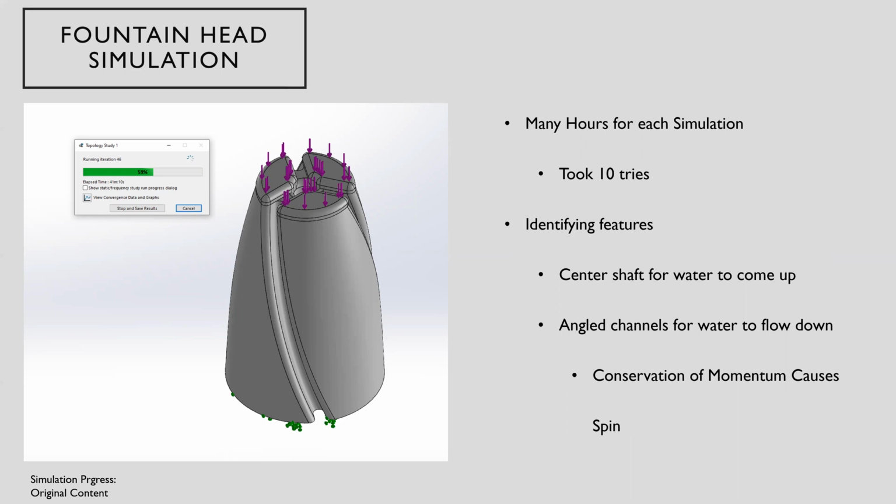And then some identifying features here is the center shaft that runs through this component for water to come up, and then angled channels for water to flow down. I think the dynamic component is really going to be the water flowing, but I actually have this whole fountain head sitting on a bearing. So hopefully the water flowing down at this angle, a little conservation of momentum, might cause the fountain head to spin, which might add another cool component.